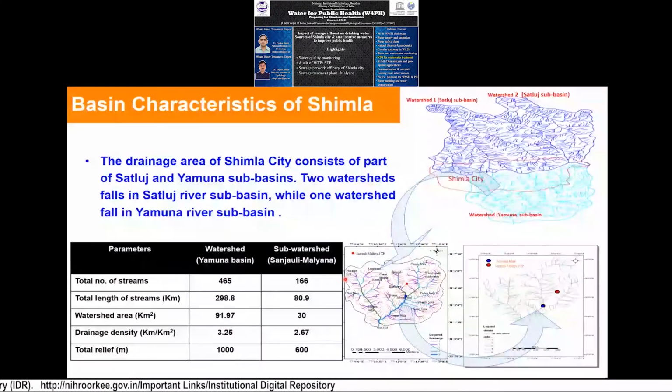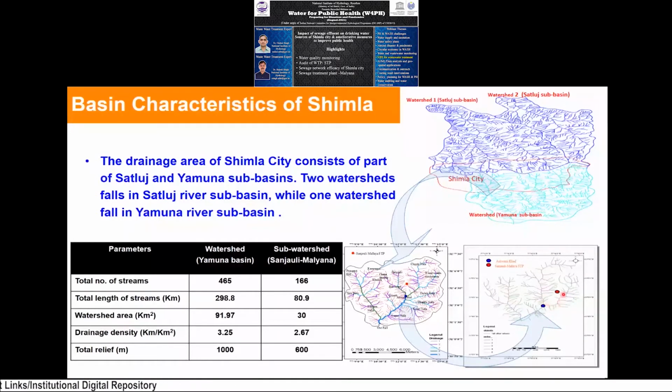So coming to the basin characteristics of Shimla city, I'm not going to discuss much about the characteristics, but I will discuss a little bit about the drainage pattern of the area that was impacted, that is Sanjoli Malyana region. And here, this blue dot is the intake point for the water treatment plant that was supplying drinking water to this area. There is one other water treatment plant, but this was supplying the major amount of water to the people.